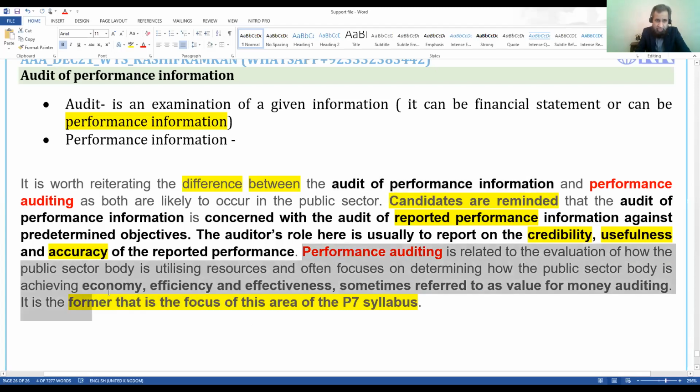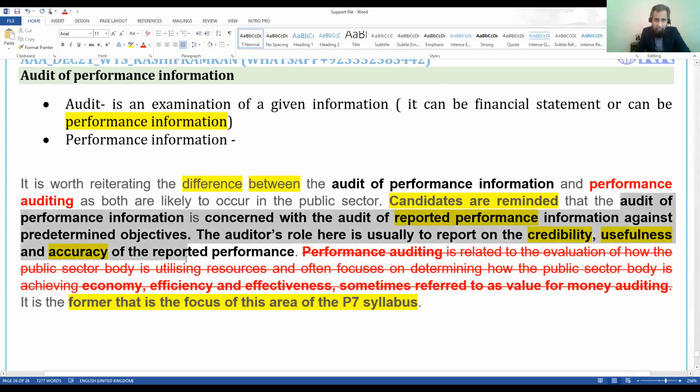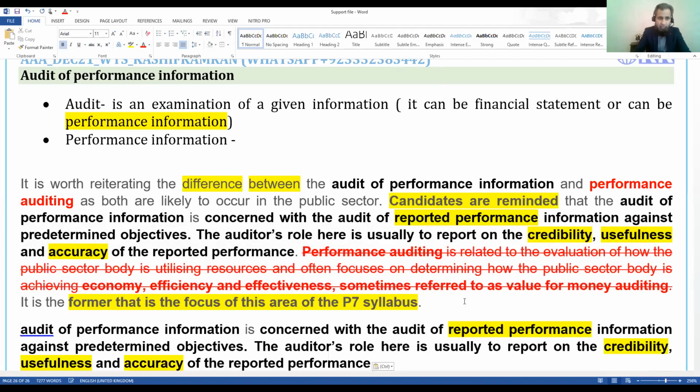Black. So should we just cut the red? Should we just strike through the red part? So no need to read the red part, right? Just focus on the black part. So let's put the definition of the audit. I'm copying this, and we're getting to the final discussion before the break now.